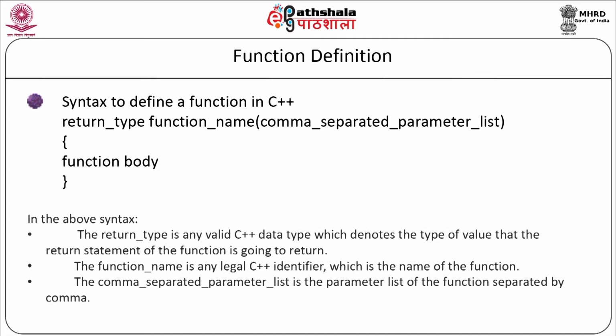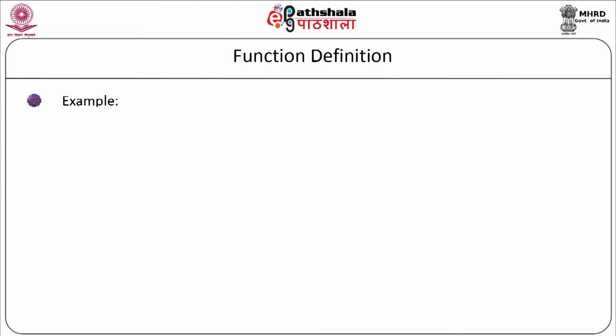Now in the above syntax, the return type is any valid C++ data type which will denote the type of the value that the return statement of the function is going to return. The function name is any legal C++ identifier which is the name of the function. The comma separated parameter list is the parameter list of the function separated by commas. The example is integer difference in brackets integer a comma integer b. Here we are defining the function difference where the return type is integer, the name of the function is difference, and it is going to accept two parameters a and b, both of type integer.